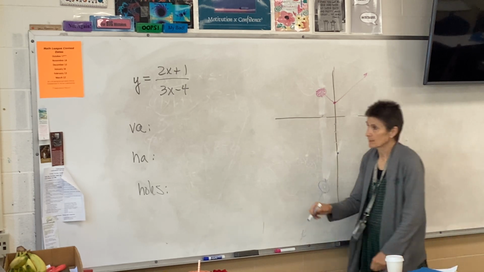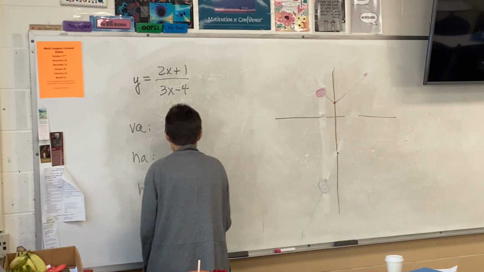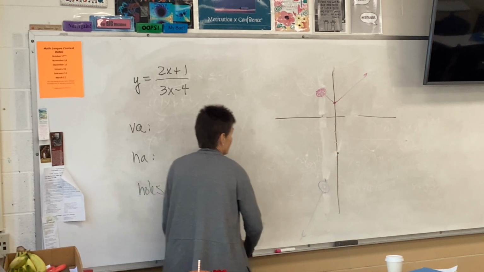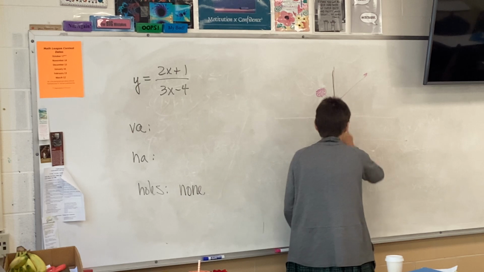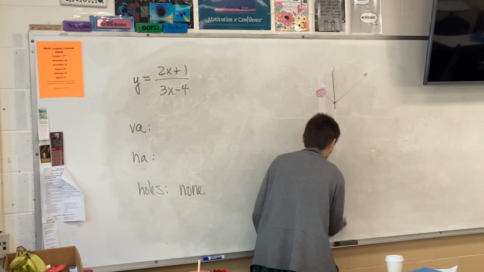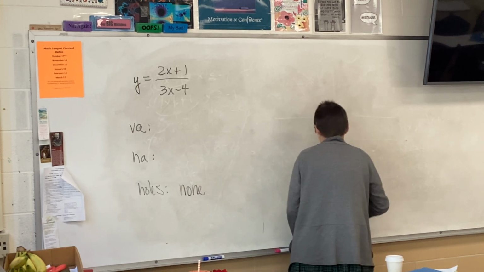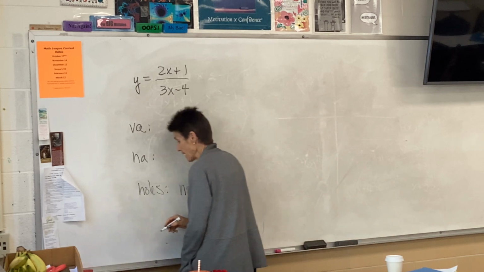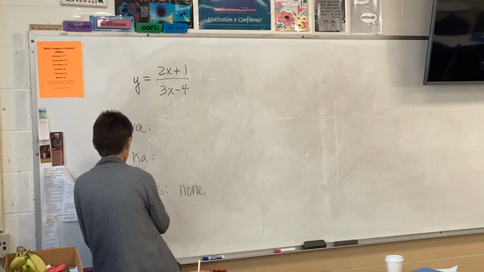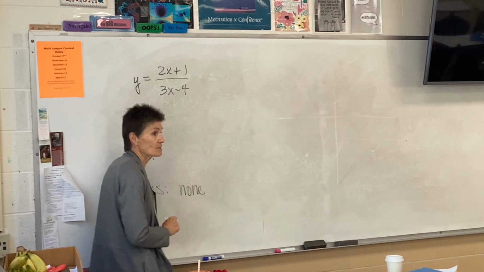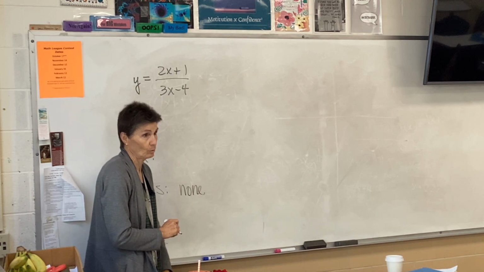There aren't any. How do we know there aren't any holes? Because we're not going to cancel anything. Make a notation if you've forgotten that. Holes come from canceling. If you can't cancel, you can't have any holes.